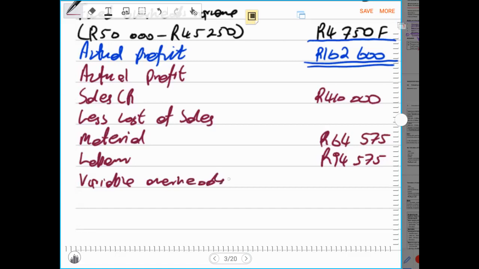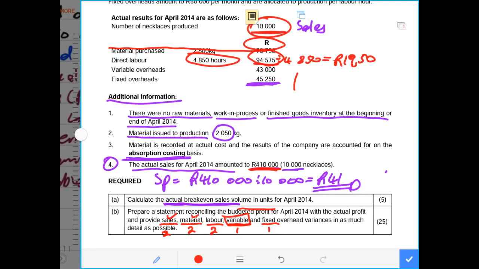Variable overheads cost is 43,000 rands. Hope we still remember all of that. Sorry to revisit everything all the time. I don't want to leave people behind when they are watching the video. 43,000 rands. Then our actual fixed overheads.